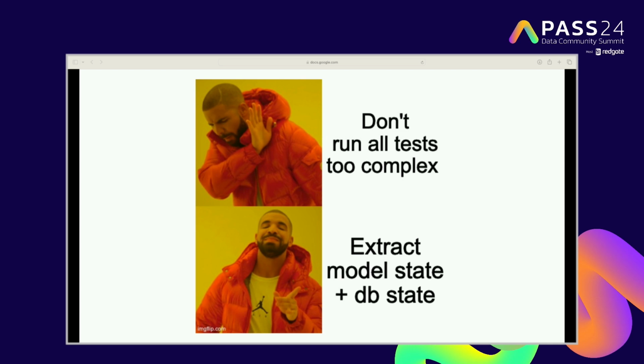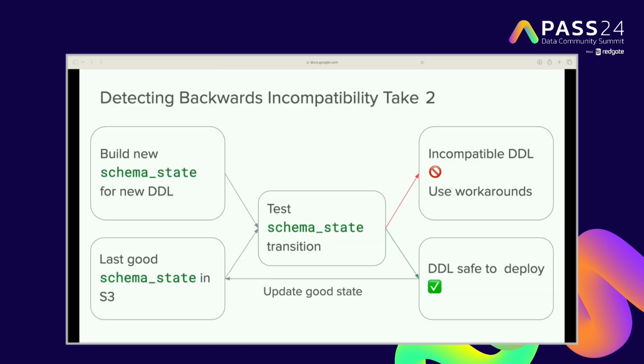So we decided to not run all the tests and focus on the 2 bits of information that we really need. For every version, we need the model state and what schema state it expects. So essentially capture the database and model state at each app commit. So we built something called schema state. And the pipeline here looks like this. So anytime you have a new schema change, you're going to build a new schema state.